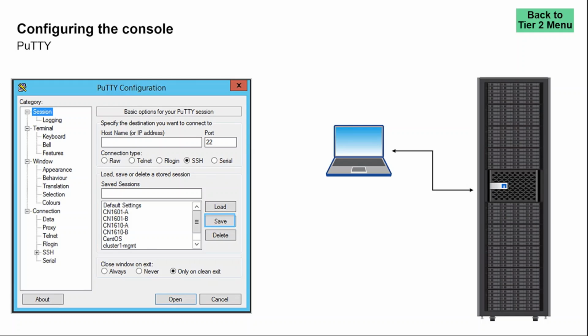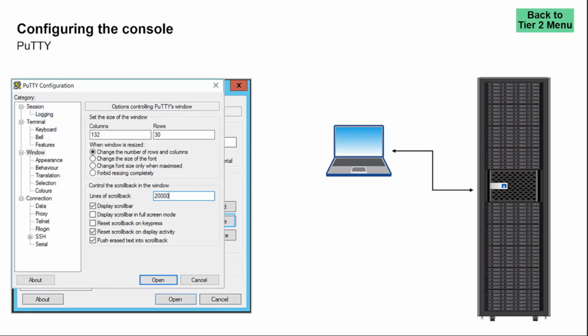The terminal emulator must use specific communication parameters to communicate with the controller. These parameters are a baud rate of 115,200, 8 data bits, 1 stop bit, no parity, and flow control that is set to X on, X off. Create an entry for your system. Enter the serial connection information in the appropriate field. Verify that the serial radio button is selected and then name your session.